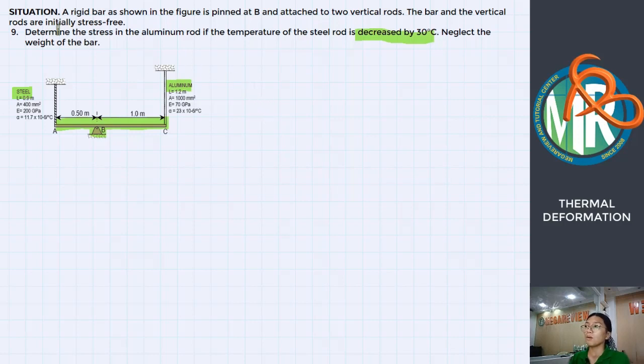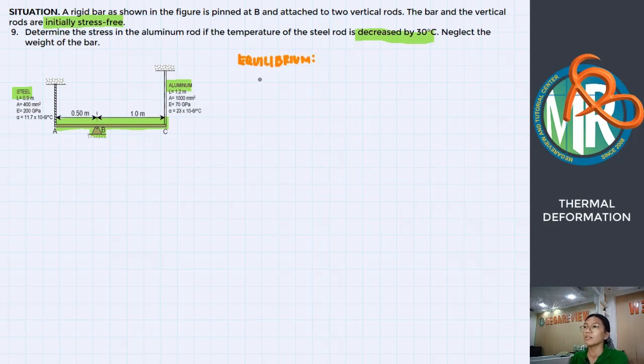So, when the bar is initially stress-free, ito po yung figure na yan. Bali level yung rigid bar ABC. Okay? Pero nung nag-decrease na yung ating temperature by 30 degrees, may nangyayari na po dito sa ating structure. So, utilizing our two equations, we have the equilibrium equation and compatibility equation. Unahin natin dito si equilibrium equation.